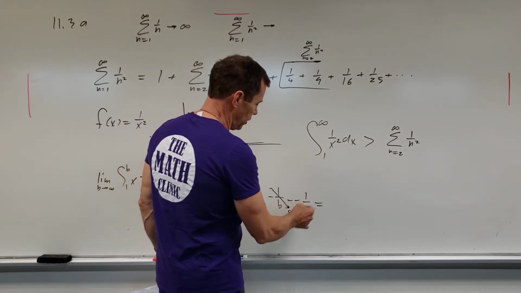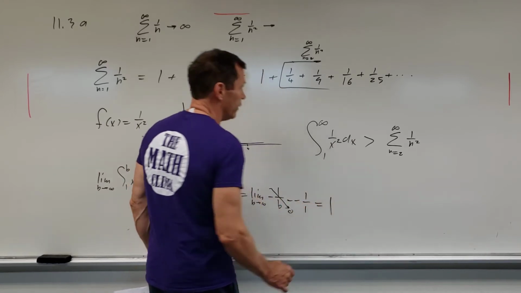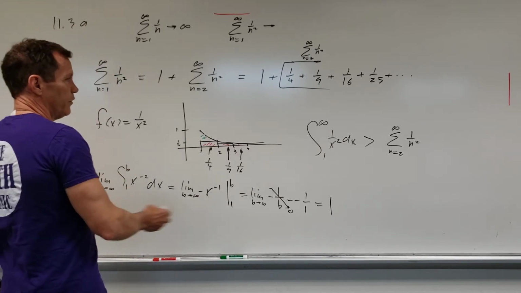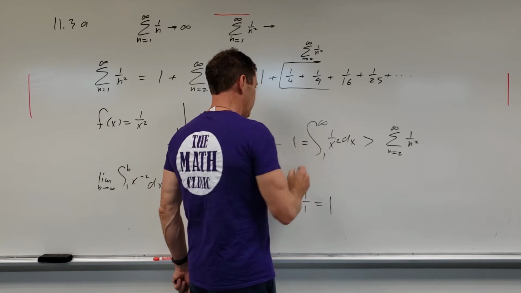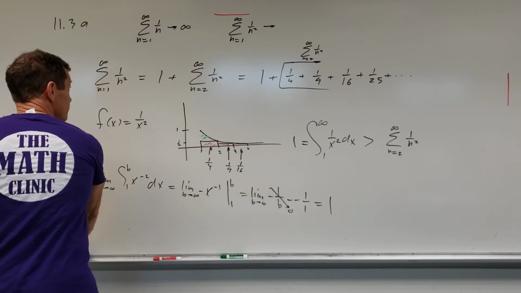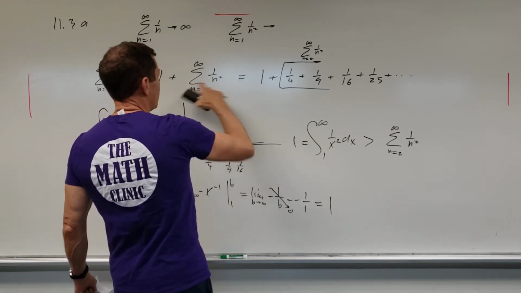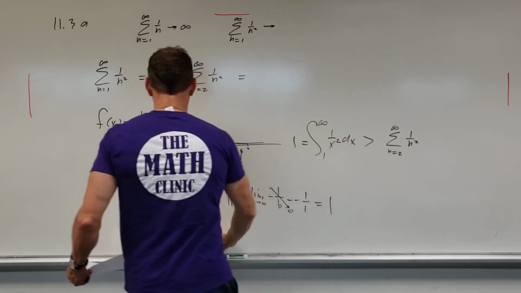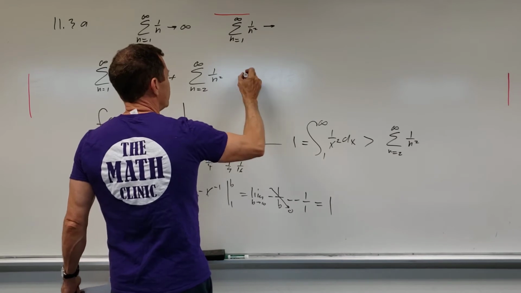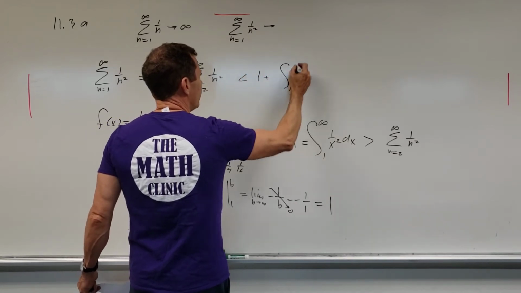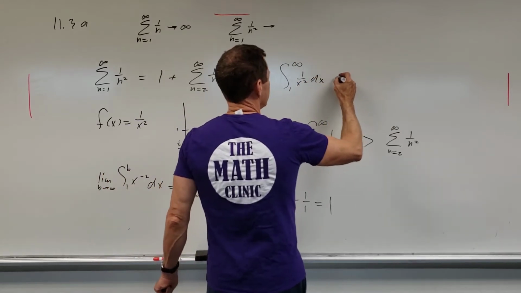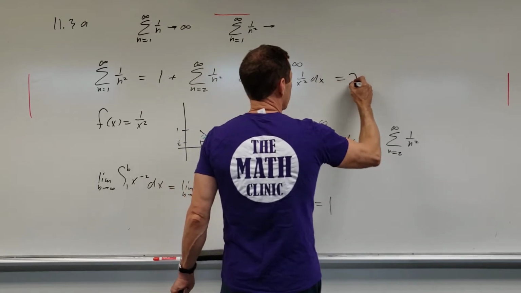And minus minus plus, so this is actually going to end up just being 1. Okay? So what's that tell us? This integral right here equals 1. So this sum is equal to 1 plus this. So that's going to be less than 1 plus the integral from 1 to infinity of 1 over x squared dx, which is equal to 1 plus 1, 2.